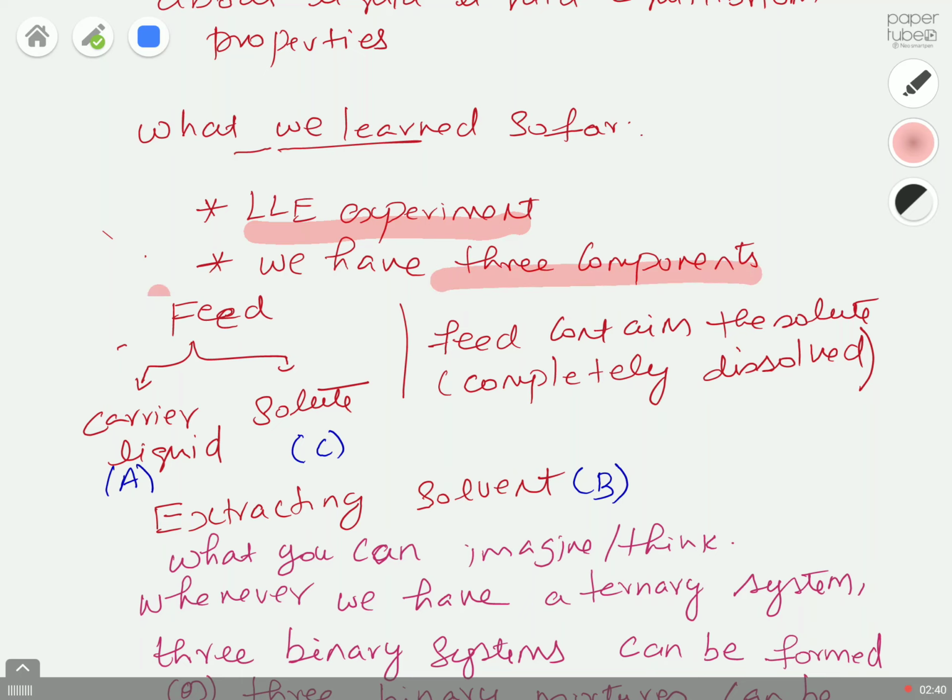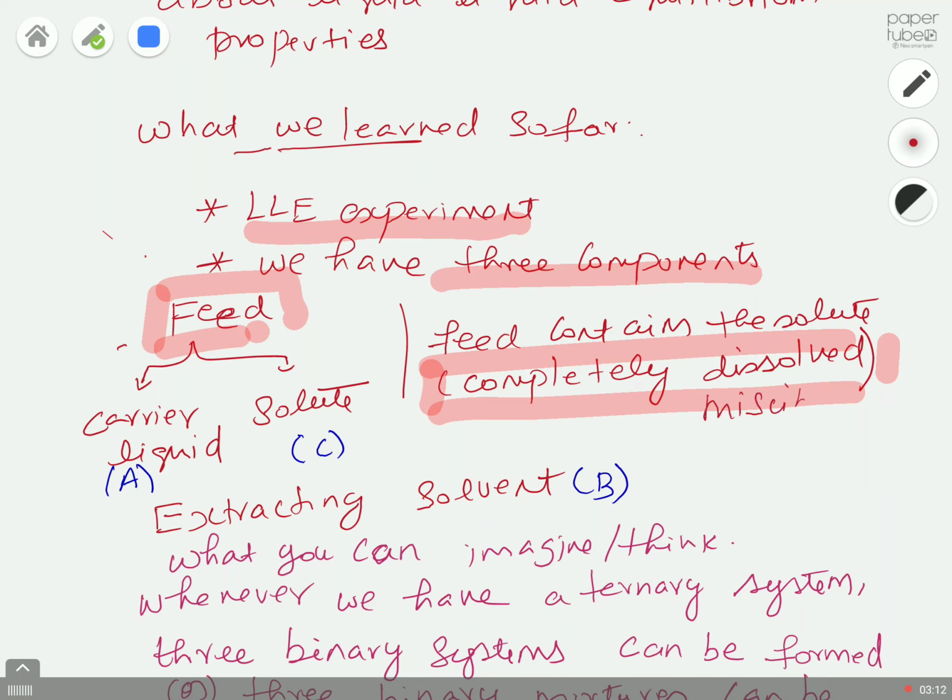You start with the feed solution, and this feed solution contains carrier liquid and solute. You must listen to the previous lecture. Whenever you are going to deal with liquid extraction, you must remember these names. Feed contains two components. One is your carrier liquid where your solute is completely dissolved, and always remember this word, completely dissolved. In fact, the right word is not dissolved, the right word is that they're completely miscible.